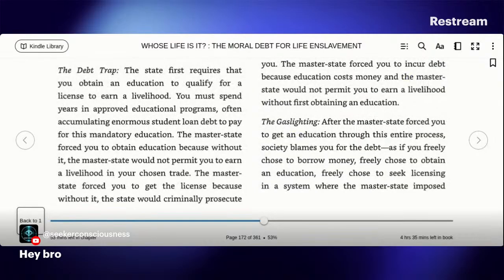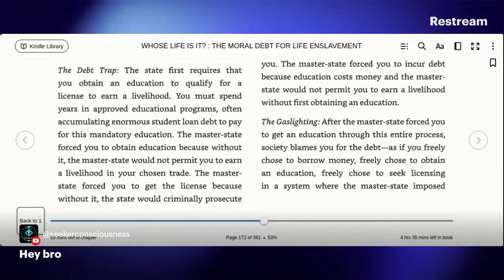The debt trap. The state first requires that you obtain an education to qualify for a license to earn a livelihood. You must spend years in approved educational programs, often accumulating enormous student loan debt to pay for this mandatory education. The master state forces you to obtain education because without it, the master state would not permit you to earn a livelihood in your chosen trade. The master state forces you to get the license because without it, the state would criminally prosecute you. The master state forces you to incur debt because education costs money, and the master state will not permit you to earn a livelihood without first obtaining an education.